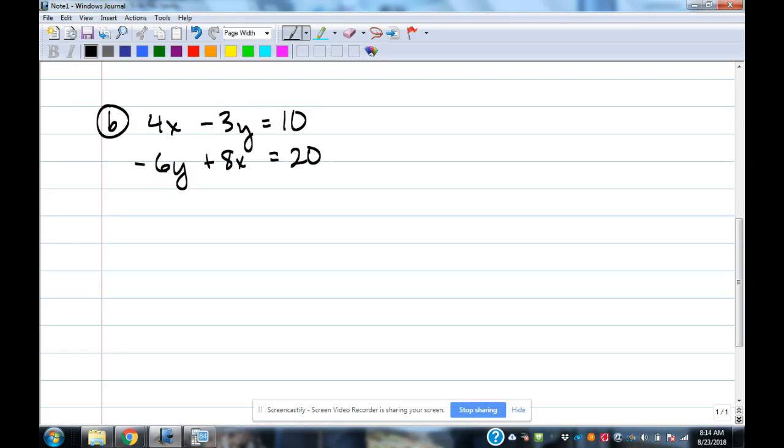How do they need to be? Yeah, they just got to be in the same column. So your x's got to be first, then your y's, and then the numbers. So be careful of that when you're looking at these.